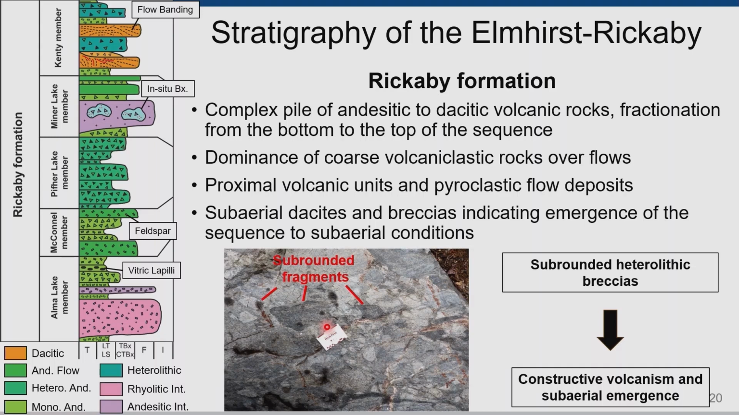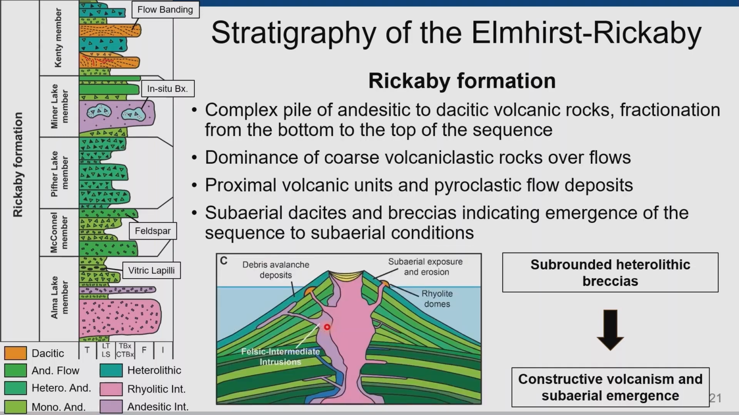And so this is where we're going to get a little controversial here, but this is typically what you would see in a stratovolcano-like sequence. You would see a complex pile of volcaniclastic material interlayered with flows and riddled with intrusions, and possibly the evidence for exposure of that sequence above the seafloor towards the end of its evolution.